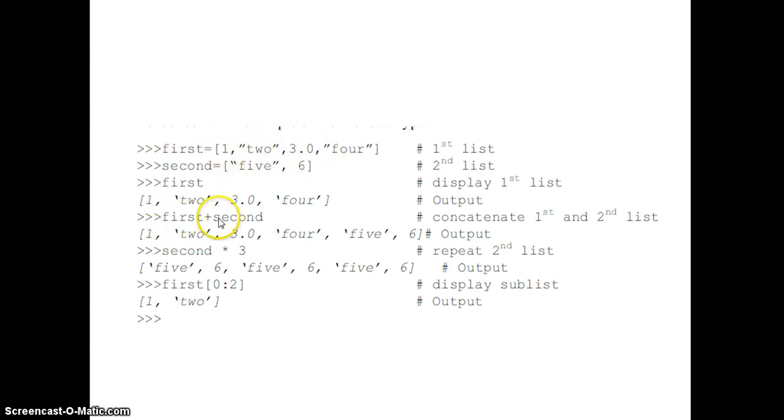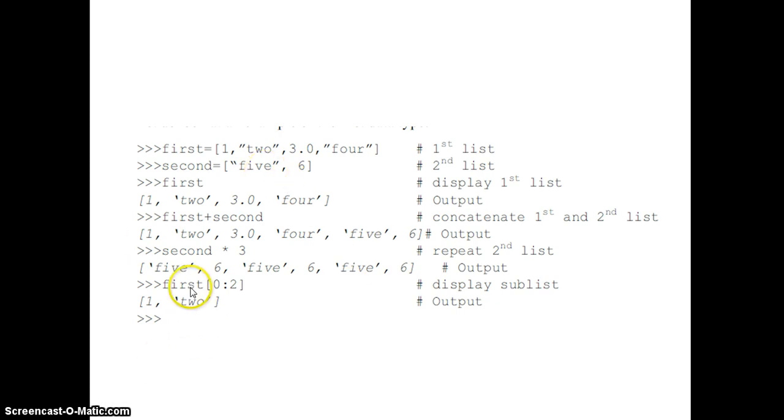Now I am adding first plus second. So the two lists are added: 1, 2, 3, 4, 5, 6. The two lists are getting added. Second into 3: this is the repetition operator. So 3 times it will be repeated: 5, 6, 5, 6, 5, 6. The second list will be displayed three times.